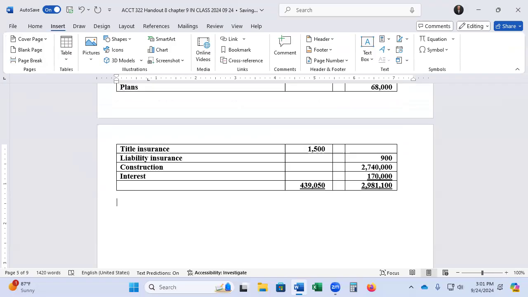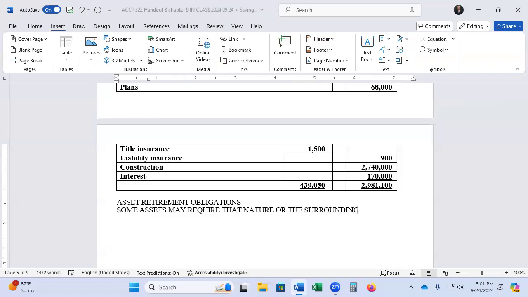Okay, you got a little space up above, and we're going to talk about asset retirement obligations. This is just some assets may require that nature or the surroundings are returned back to an untouched condition.